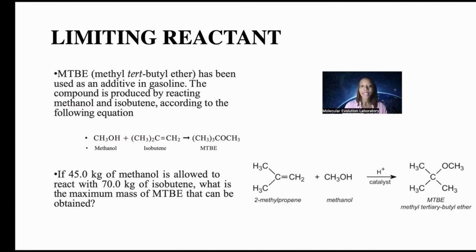MTBE, which is methyl tert-butyl ether, has been used as an additive in gasoline, and we'll see that in the end. The compound is produced by reacting methanol and isobutene according to the following equation. So you have CH3OH, methanol, with isobutene, which basically gives you MTBE. So MTBE is basically produced by methanol and isobutene. If 45 kilograms of methanol is allowed to react with 70 kilograms of isobutene, what is the maximum mass of methyl tert-butyl ether, MTBE, that can be obtained?